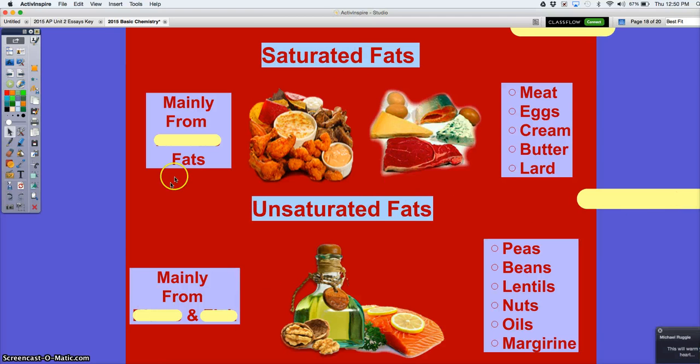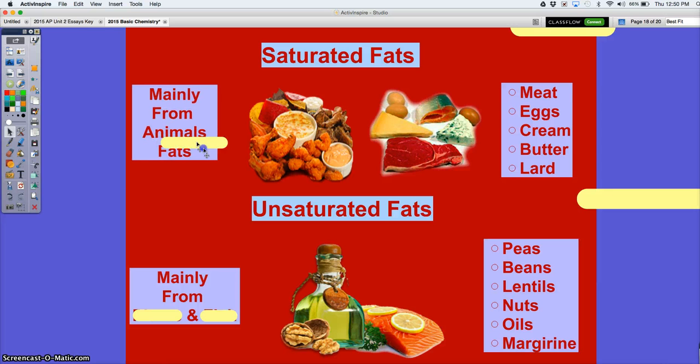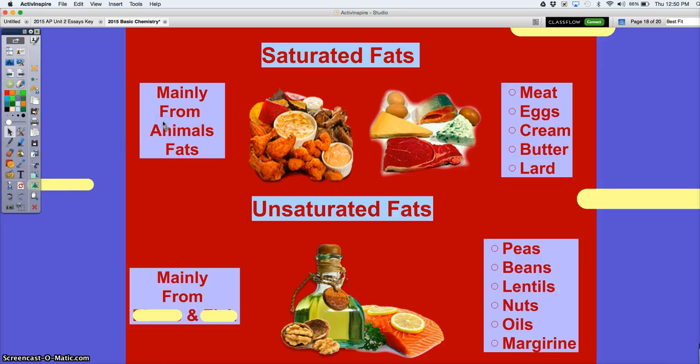So he actually said it. So meats mainly come from what? What kind of fats? Saturated, made up of, or coming from. Protein comes from animals. Good. And then we've got the peas, beans, or olive oils, margarines come from what? Plants and fish. Okay, good.